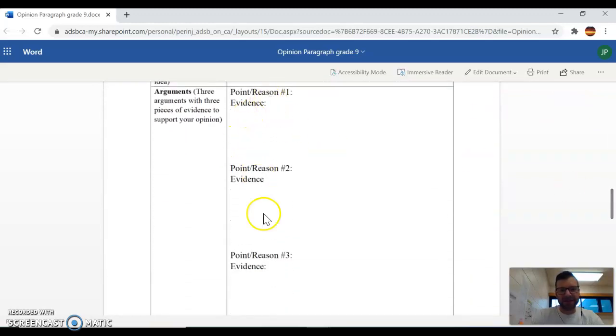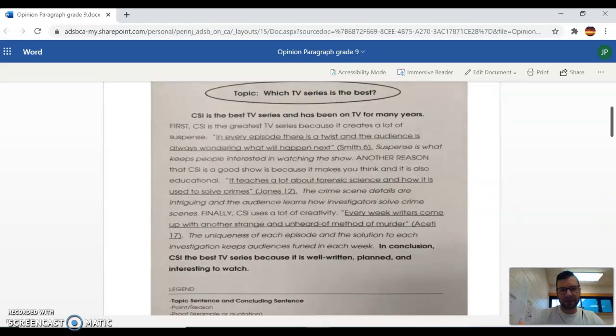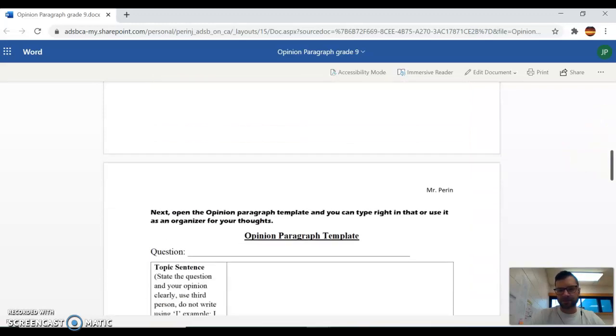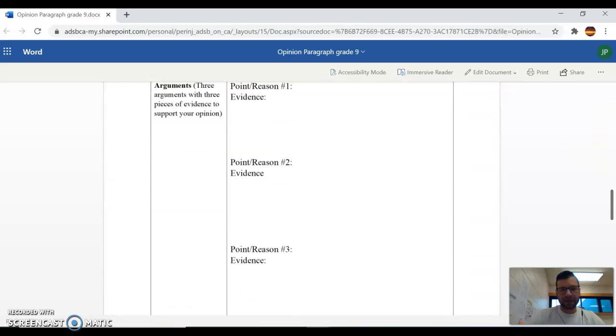Next, you have space in this graphic organizer to put the reasons, your evidence. So you're going to have 3 arguments with 3 pieces to support your opinion. Point reason 1. Why do you think CSI is the best show? Reason 1, reason 2, reason 3. And then your evidence, which is going to be a quote or some evidence from something.